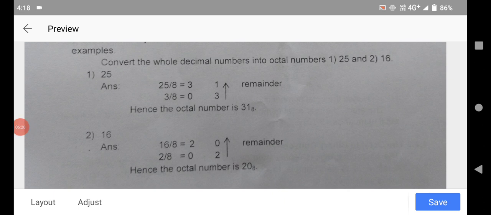Given 25 is the decimal number system, and this decimal number converted to the octal number system is 31. Okay, 8 is the base or radix of the octal number system, and 25 is the decimal number, whose base or radix is 10. So the given decimal number is 25 and the converted octal number is 31. Okay, this is the first example of converting decimal to the octal number system.